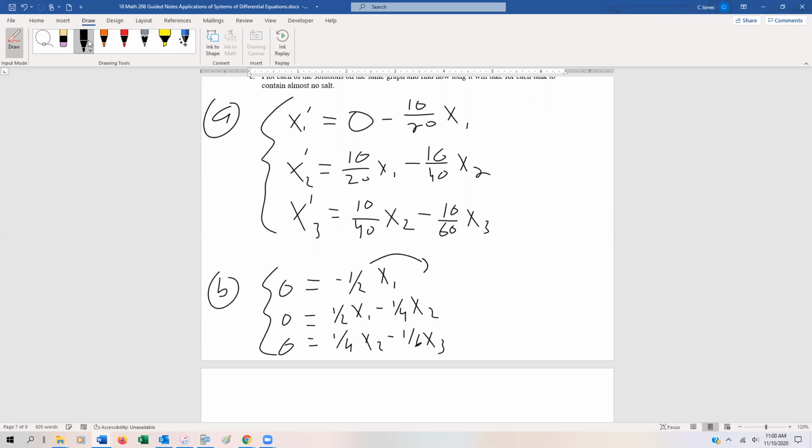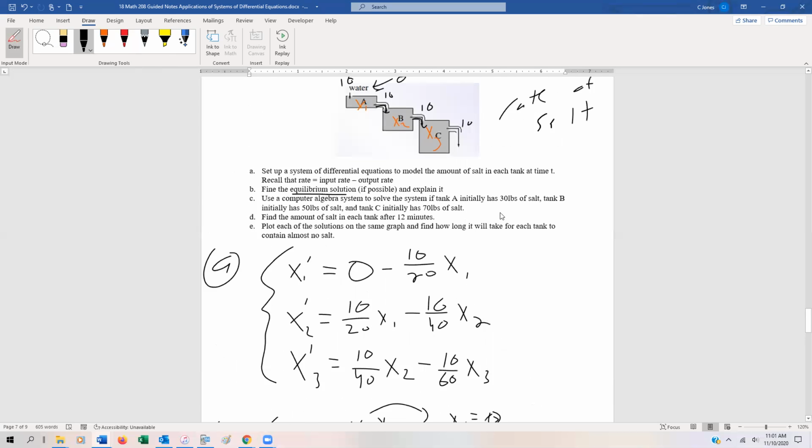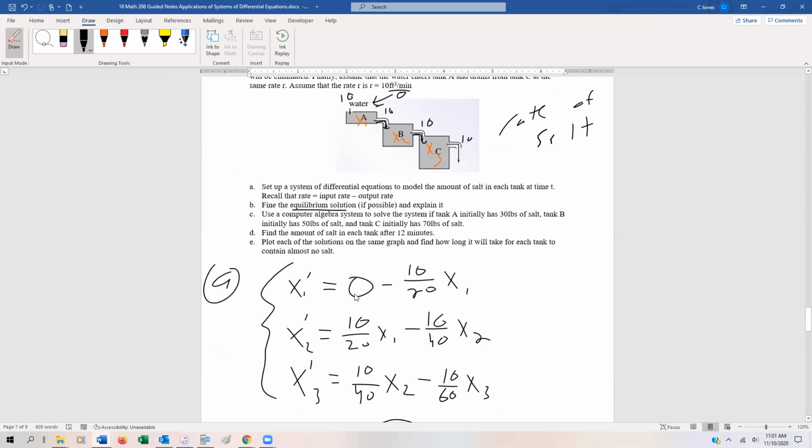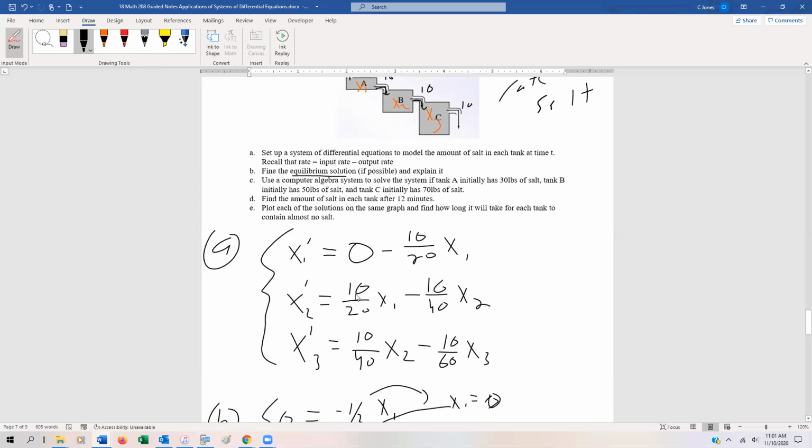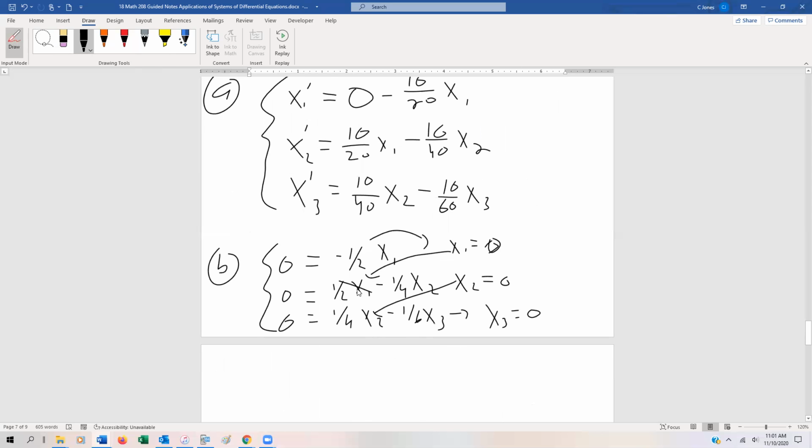So this first one, we can clearly see that x1 is going to be 0. And if we substitute that back in here, that term goes away. And that means that negative 1/4 x2 is going to be equal to 0. And that can only be true when x2 is equal to 0. And now you can see that this will produce the exact same solution, that x3 is equal to 0. So the only possible solution to this system for equilibrium is at the point where they all have none in there.